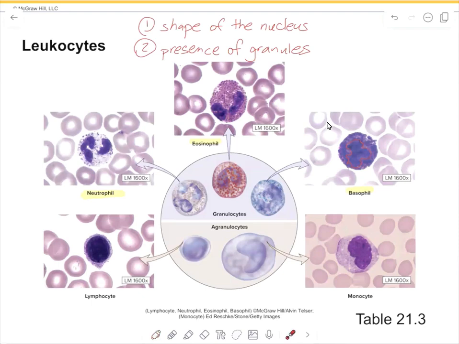The agranulocytes are going to include the lymphocyte and the monocyte. In the lymphocyte, the nucleus is going to take up almost the entire cell. And in the monocyte, the shape of the nucleus is going to be somewhat oval in appearance. This is the one that can look more like a kidney, actually, than this one. This one looks like it has 2, they call it bilobed nuclei. So this one is not so much a kidney, the eosinophil. It's more the monocyte.